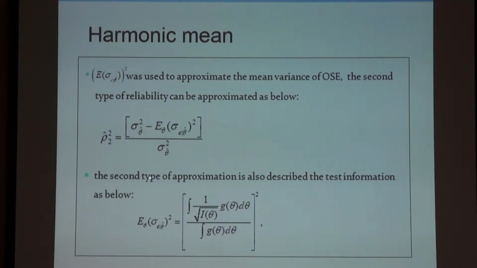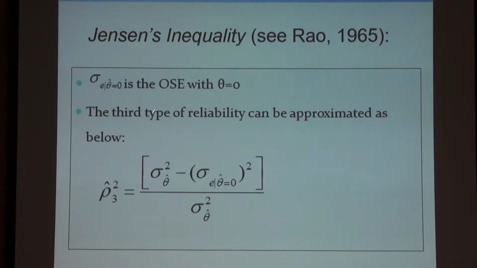This is again the second type of approximation, which can also be described with test information: the integral of 1 divided by the square root of test information, and then squared. This is the harmonic mean. The third one is Jensen's inequality.